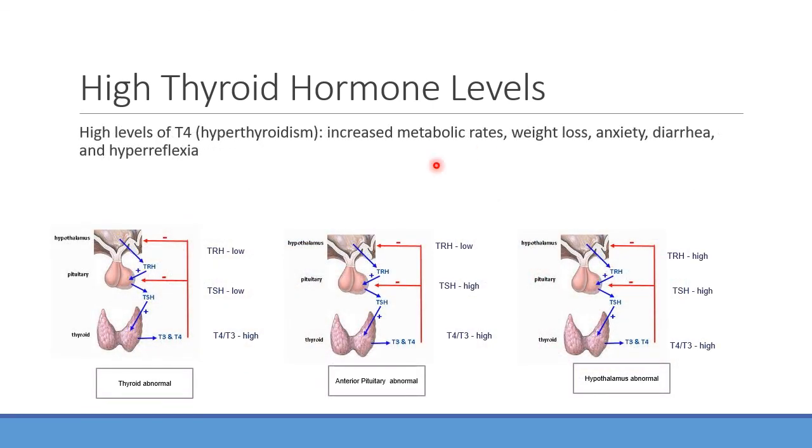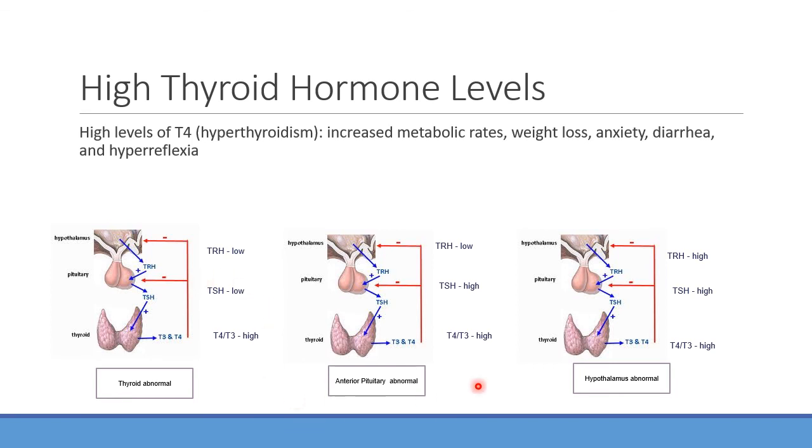So again, here's an example where you can see where the different problems may lie, whether it's going to be in the hypothalamus, the pituitary, or the gland itself. So let's say, for instance, the thyroid is abnormal. In these cases, you'd have T4, T3 being high. You would expect what? TSH should be low, because that negative feedback loop is still intact, and the TRH should be low as well.